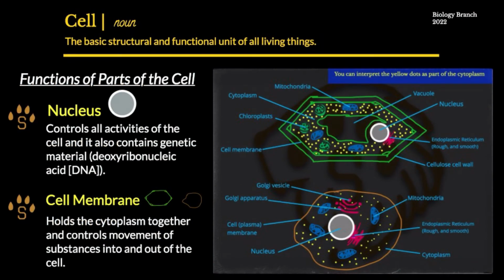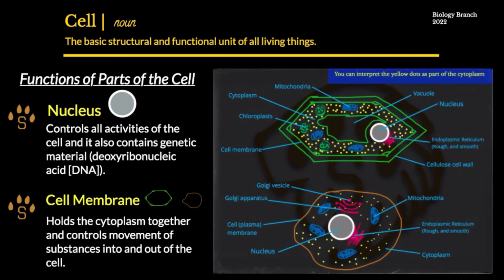So the last characteristic of all living things is a cell. So the cell is the basic structural and functional unit of all living things. So it's basically the building block of all living things. So we're going to look at those two diagrams there. The one at the top is the plant cell and the one at the bottom is the animal cell. There are lots of things that are going on there, but we'll explain them in a bit. So what I need you to identify are some of the similarities and some of the differences as we go through each and every part.